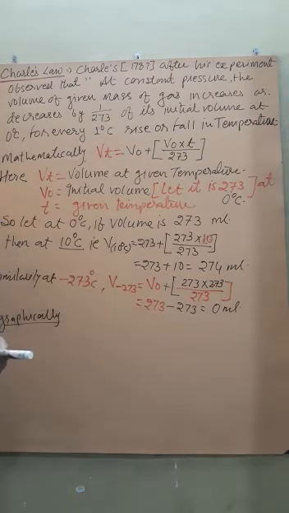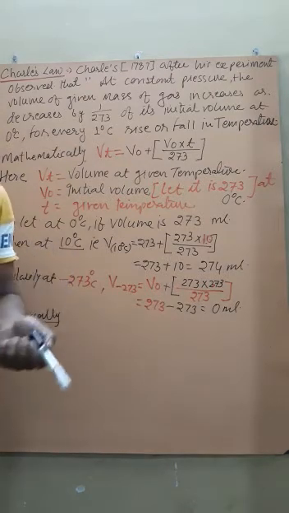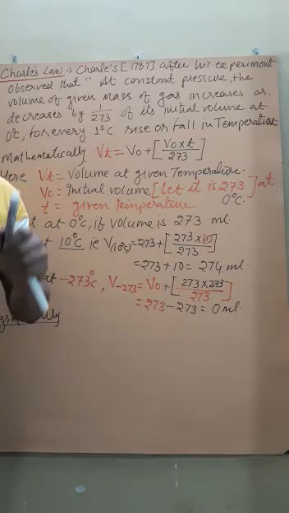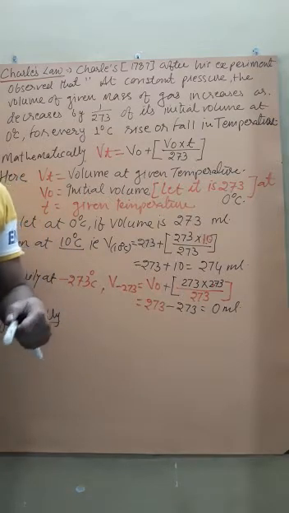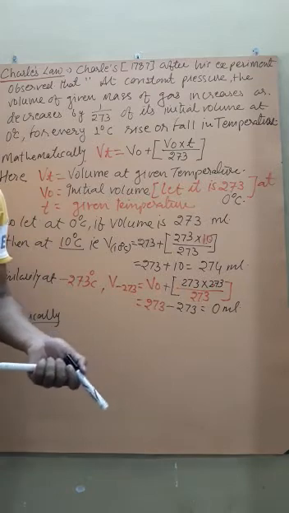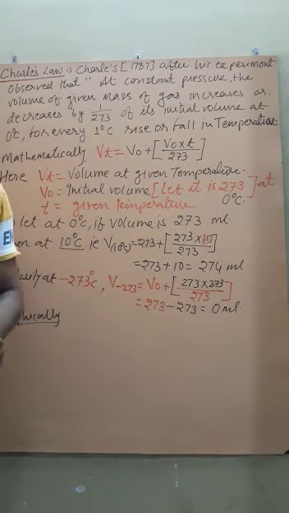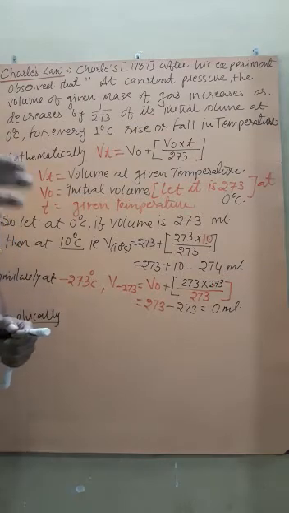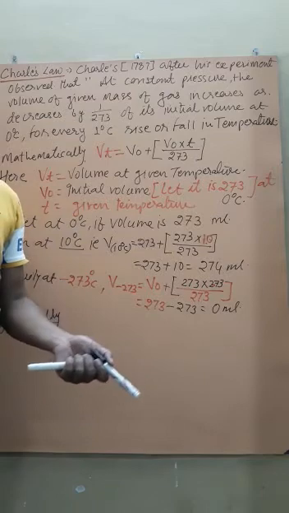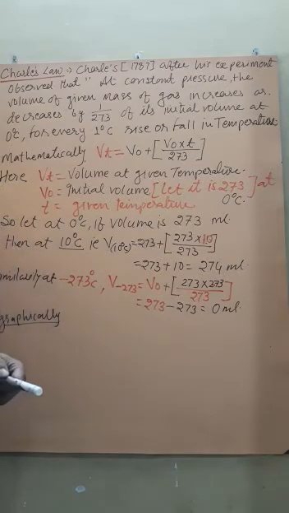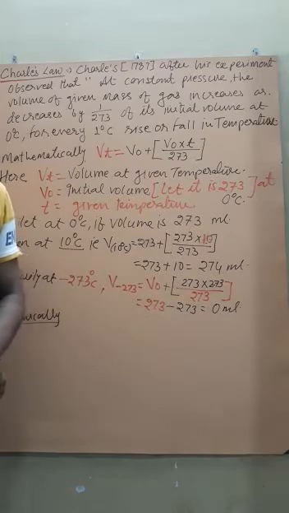Students, you know that the temperature is directly proportional to kinetic energy, and if there is more kinetic energy, the molecules go away from one another. As the molecules go away from one another, the volume increases. In a simple way we can say, as the temperature increases, the volume also increases.